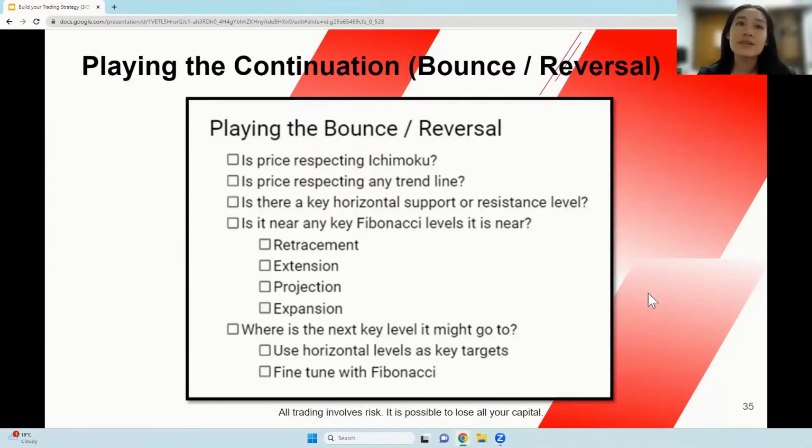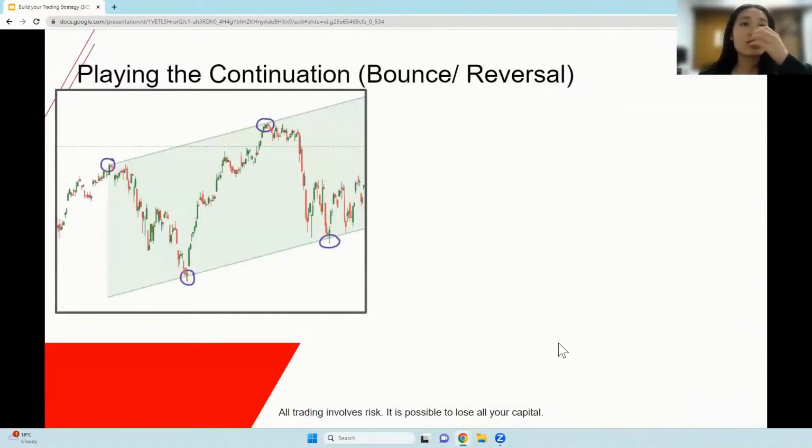So firstly, we have playing the continuation. Next, we're going to look at playing the breakout. But we're looking at continuation first. So firstly, we want to see is price respecting Ichimoku. Secondly, is price respecting any trend line. Thirdly, is there any key horizontal support resistance level, Fibonacci levels that support these levels, and where's the next key level that it might go?